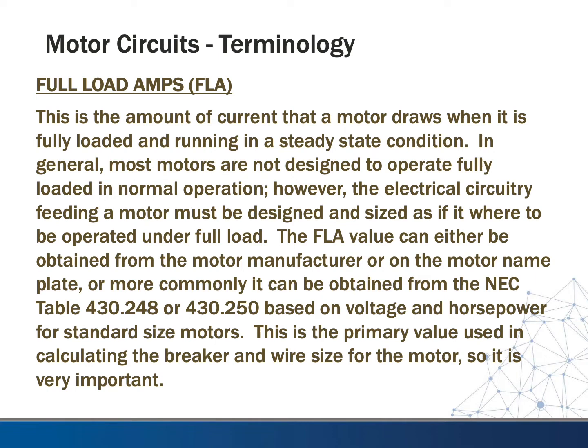The FLA value can either be obtained from the motor manufacturer or on the motor nameplate, or more commonly it can be obtained from the National Electrical Code Table 430.248 or 430.250, and this is based on voltage and horsepower for standard size motors. This is the primary value used in calculating the breaker and wire size for the motor, so it is very important. We'll look at these tables a little later in this lecture.